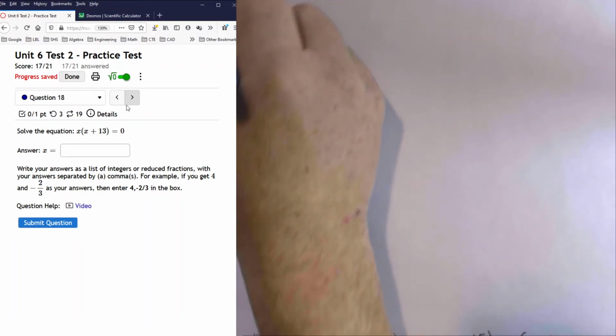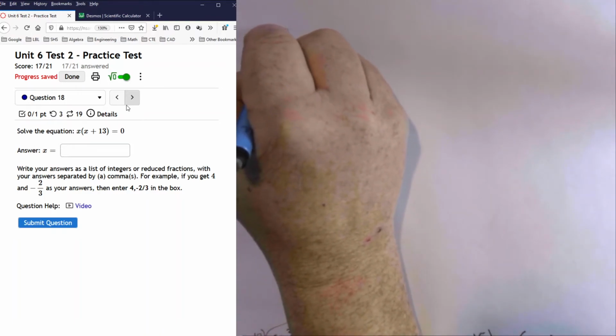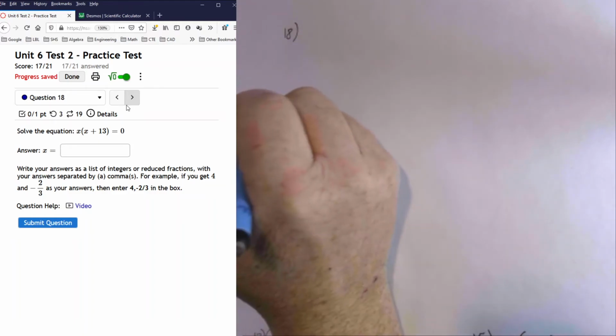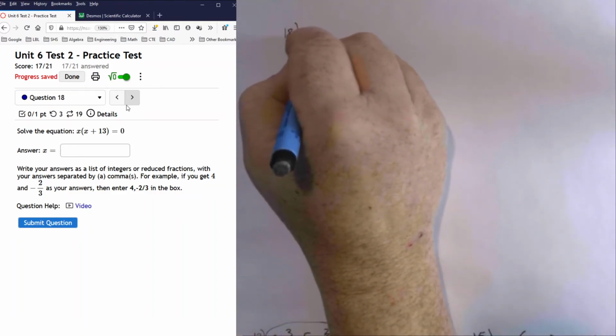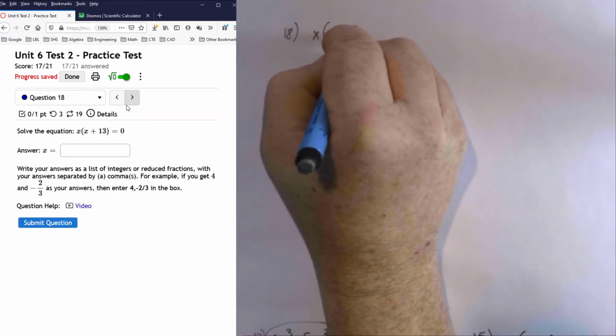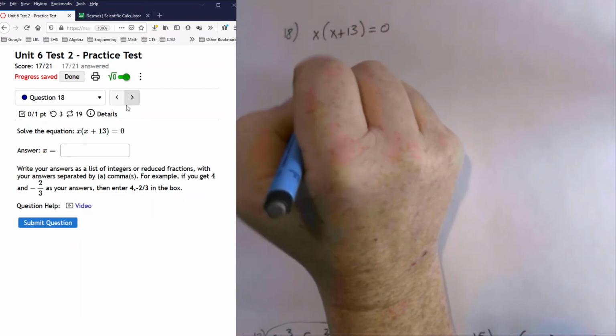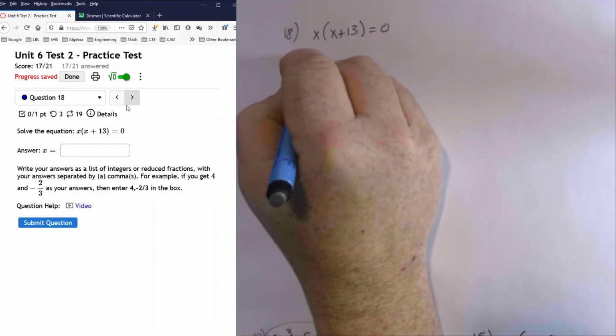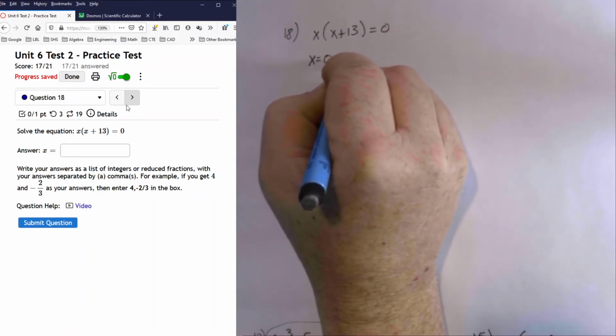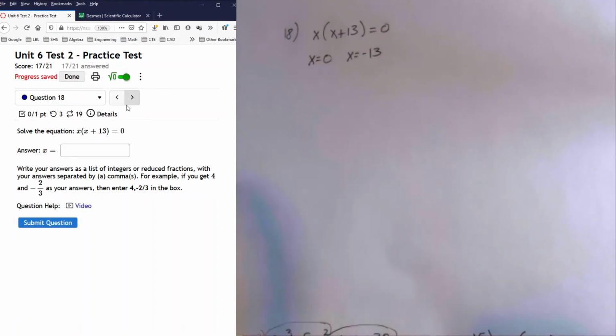Okay, question 18. So they give us x times x plus 13, and they want us to solve that. So it's already in factored form. I know that x has to be 0 or x has to be negative 13. Yep.